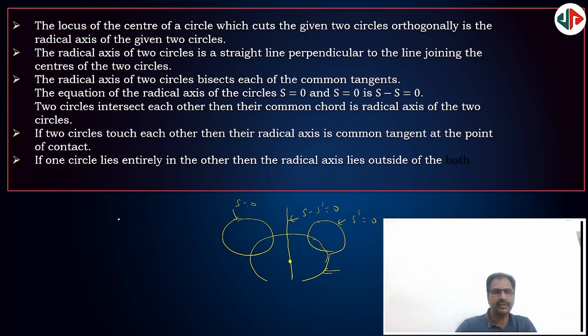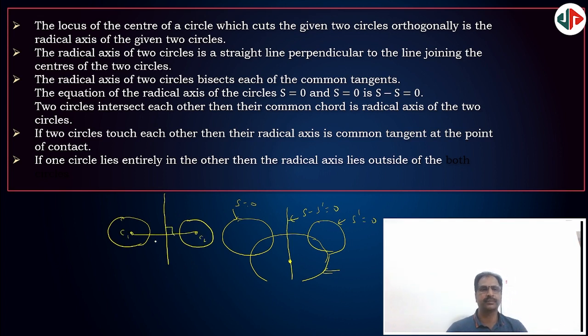And the radical axis of two circles is always perpendicular to the line joining their centers. This is the radical axis. This is the line joining the centers. These two are always perpendicular. And the radical axis bisects each of the common tangents. This is the common tangent, right? This radical axis bisects the common tangent. That is, the radical axis divides the common tangent into two equal parts.